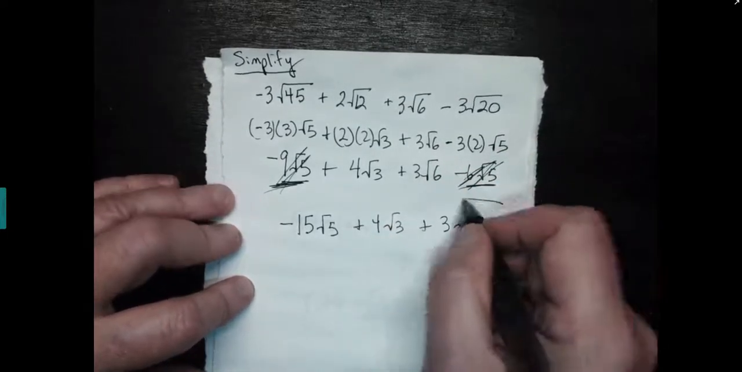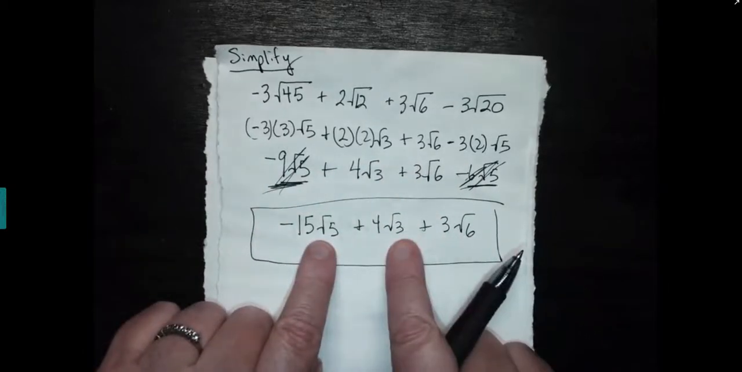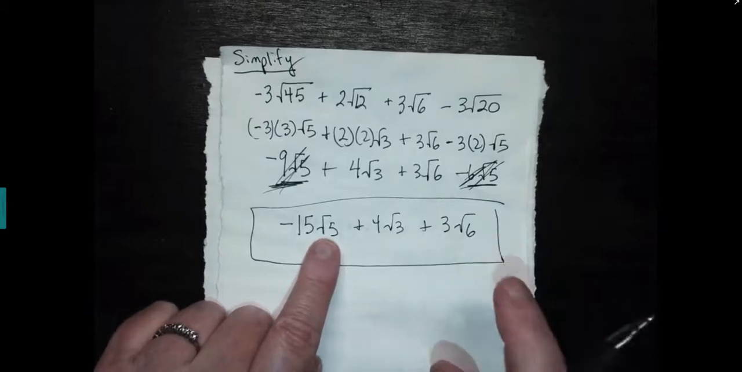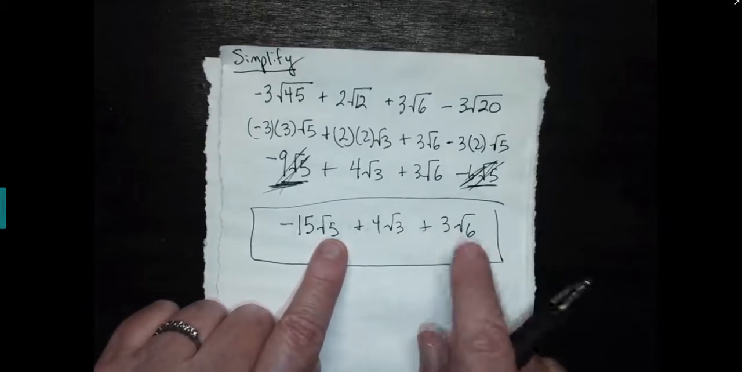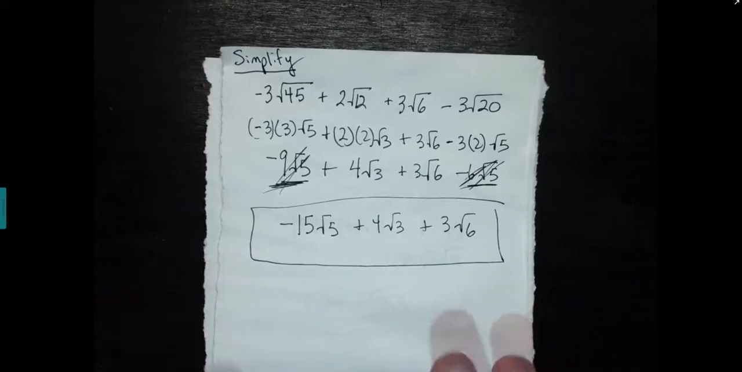No further simplification is possible. To combine these together, they have to have the same root. They are all square roots, but then they have to have the same number inside there. And that is our simplified form, as simplified as possible. And that concludes this video.